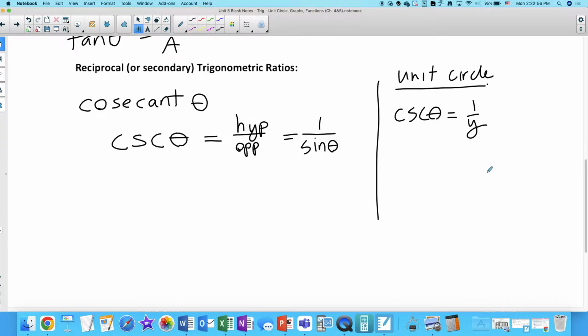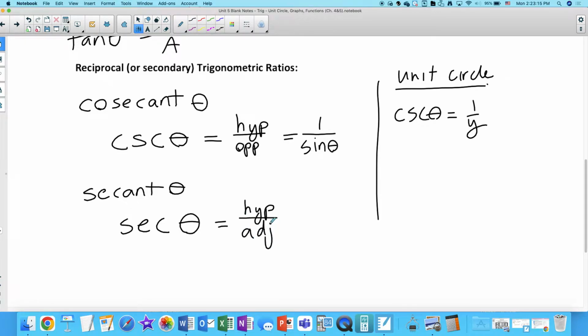The second one is called the secant ratio. Okay, and we abbreviate that with SEC. And this one is equal to the hypotenuse over the adjacent, which is 1 over cosine. It's the reciprocal of cosine. Okay? And so in terms of the unit circle, the secant of theta, well, cosine theta is x. So secant is the reciprocal of that. It will be 1 over x.